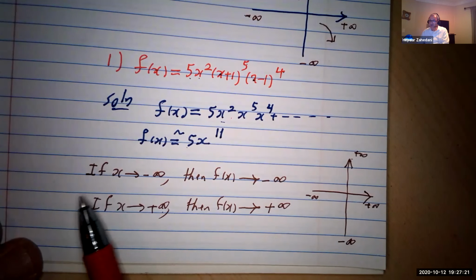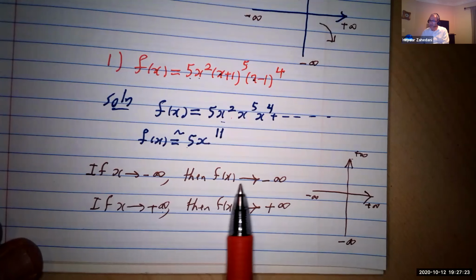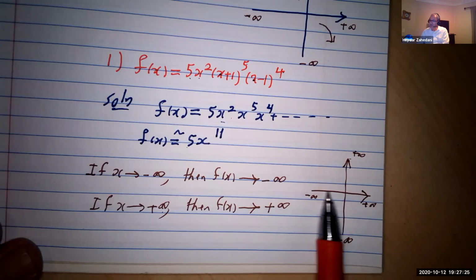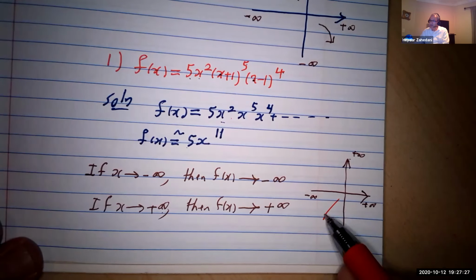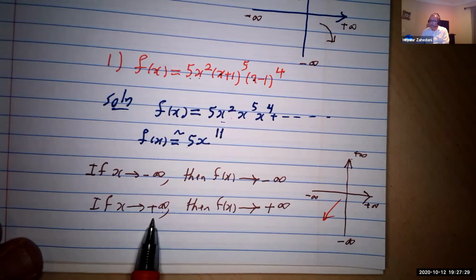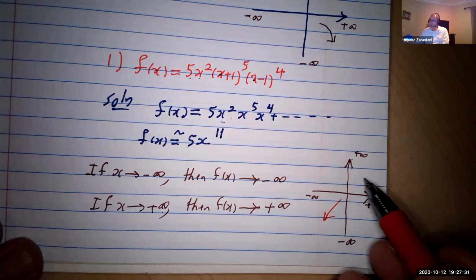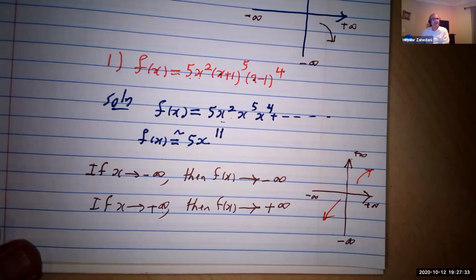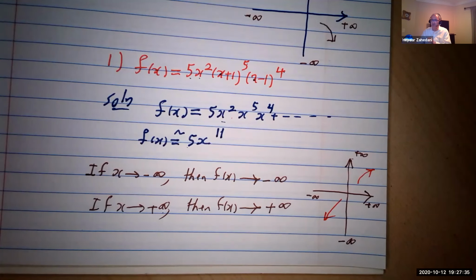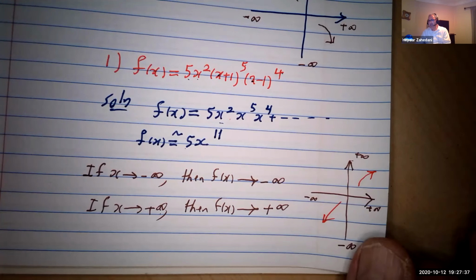Okay, so the situation is going to be what? Negative, negative, negative, negative. So over here you go down. Positive, positive, positive, positive. You go up. So this is going to be the nature of the graph. Okay, any question?